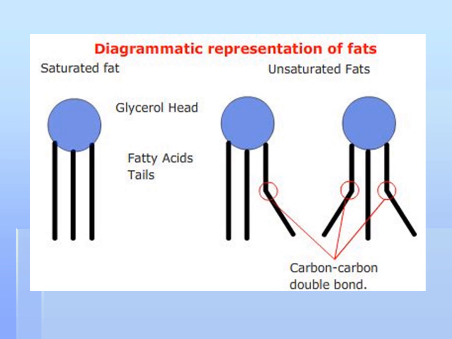Here's a more characteristic illustration of a saturated versus unsaturated fatty acid. Again, we have that glycerol head, and then we have the 3 fatty acid tails that are hanging off of it. In a saturated fat, you don't have any double bonds, therefore you're not getting any kinks in those fatty acid tails. But in our unsaturated fats, we're getting some double bonds that are occurring.